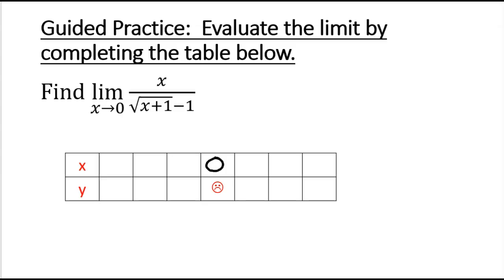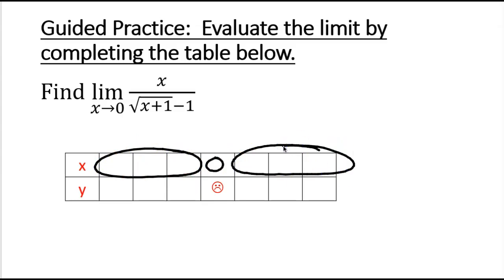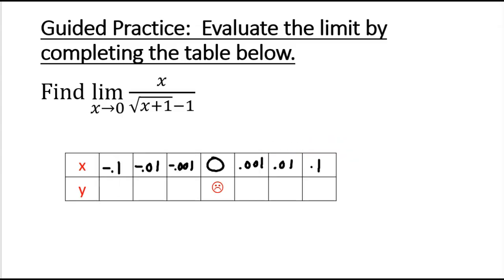Now what I want you guys to do is find these 3 x values and these 3 x values. So pause the video and see if you guys can figure out what those x values are. All right, so there's our x values.